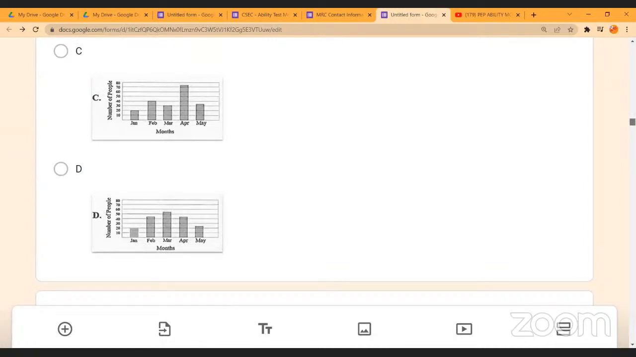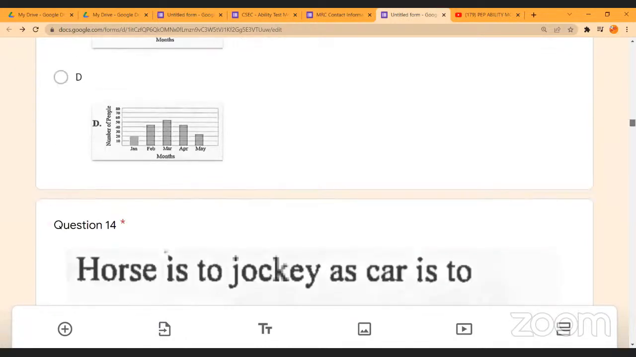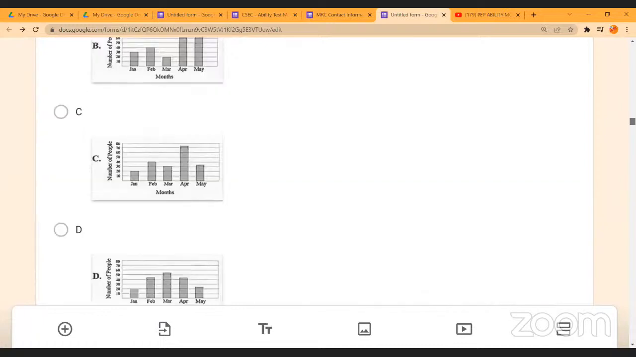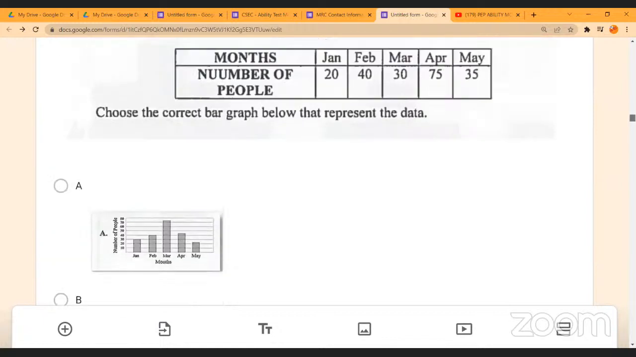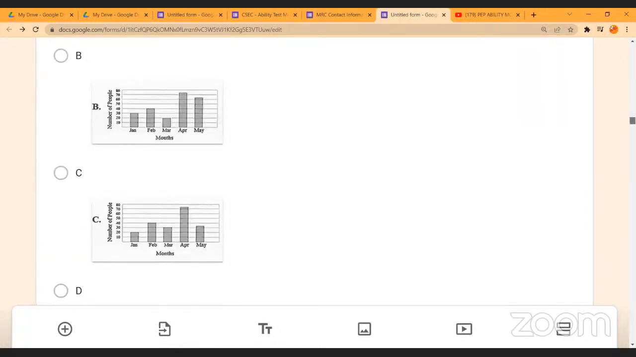Okay, so January is 20, February is 40. Yes, February is 40. Let's look at March. March is 30, so it's in that place. April has 75, so that's also correct. And May has 35. So the answer would be C. Absolutely amazing. So the answer is C. All right. Now let's scroll down.